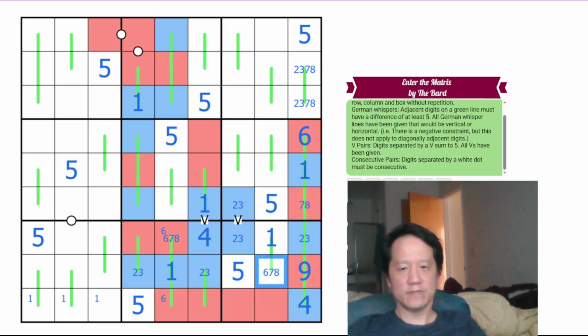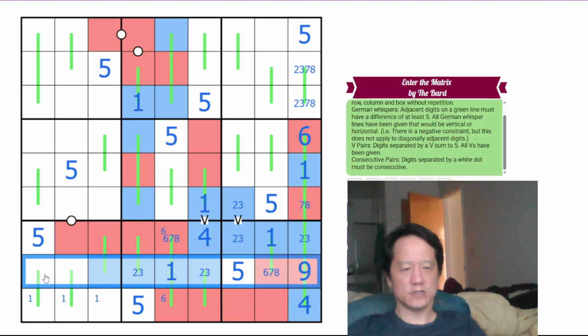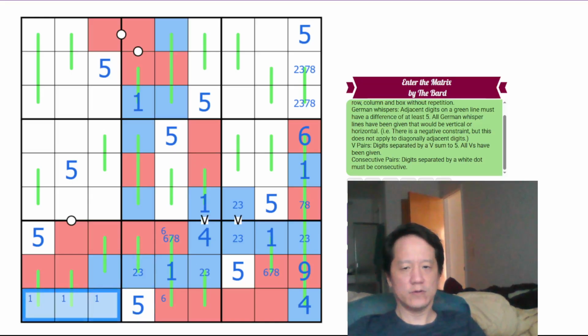This is a high. This is a low. We have 4 lows here, which means these are both high, which forces this to be a low. We have the remaining digits in row 8 are all high, so these are all low. So this is still valid. This has to be a 4. It's the only remaining digit left, which means it's next to a 9 on a German whisper line. This has to be high, and this cannot be a low because there's no German whisper line there. So this is high.